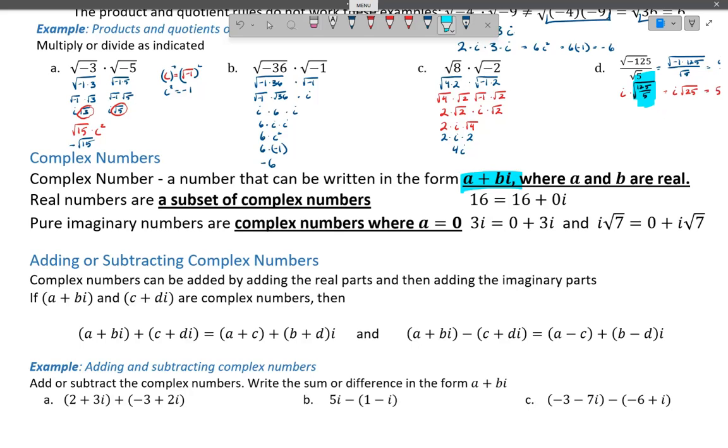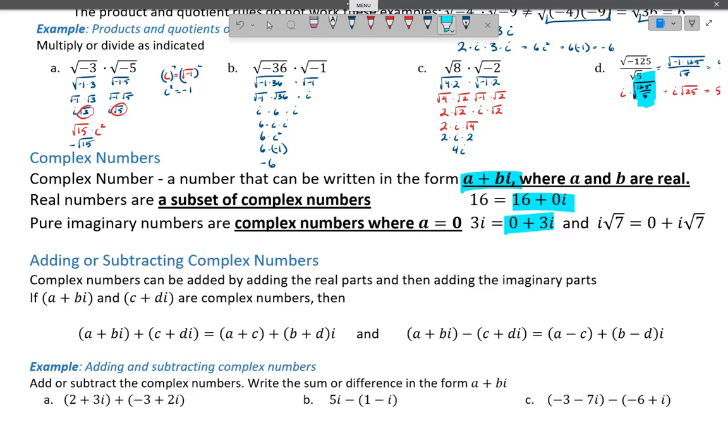So again, real numbers are a subset of the complex number system. Take 16, which is a real number, we've dealt with 16 so many times. I can represent it as 16 plus 0i. That is a complex number. We also had a lot of pure imaginary numbers. We can represent those as complex numbers where the real part is 0. 0 plus 3i. So for the 16, b is 0.